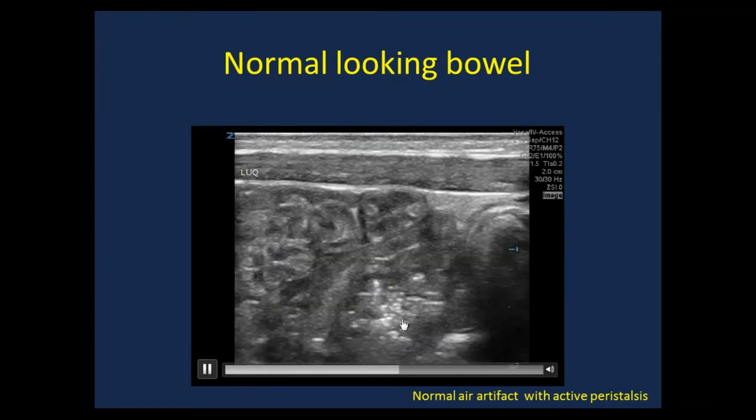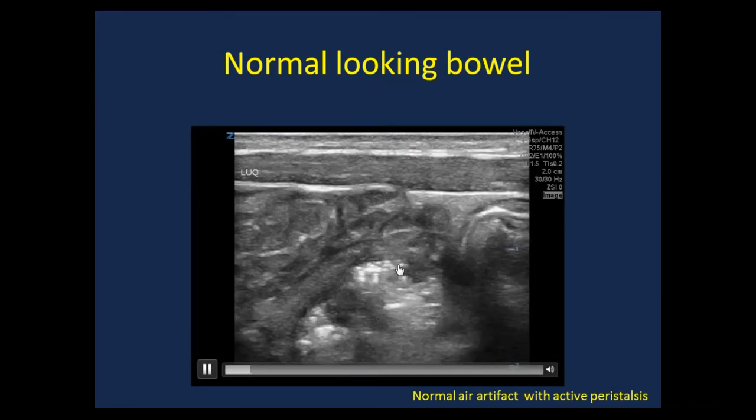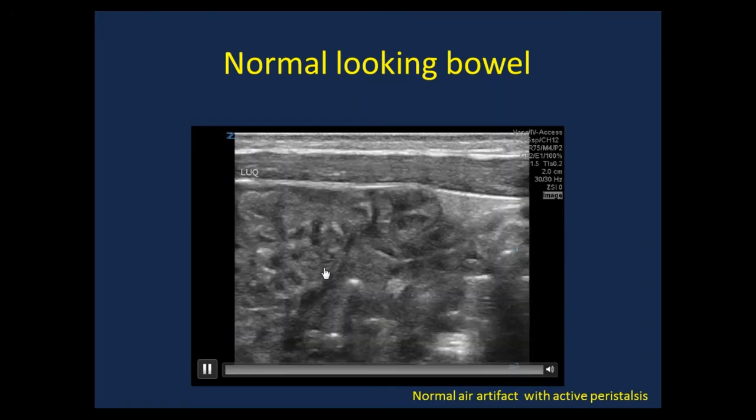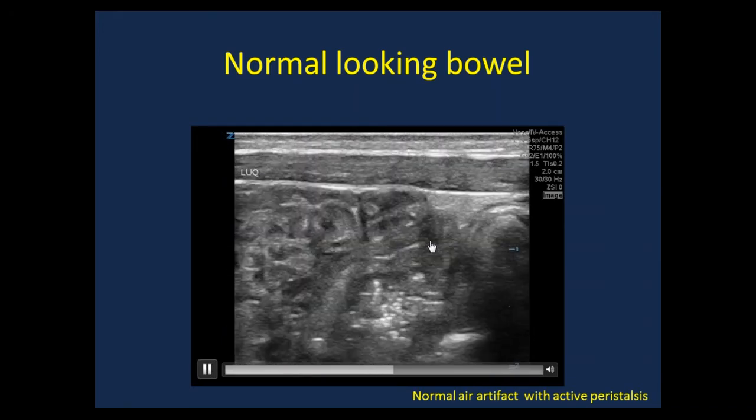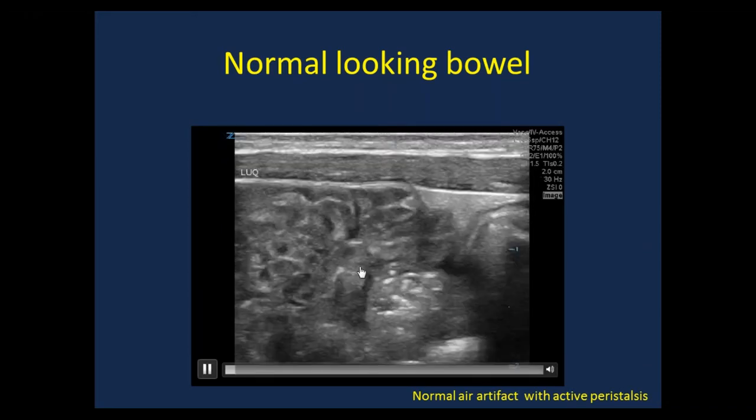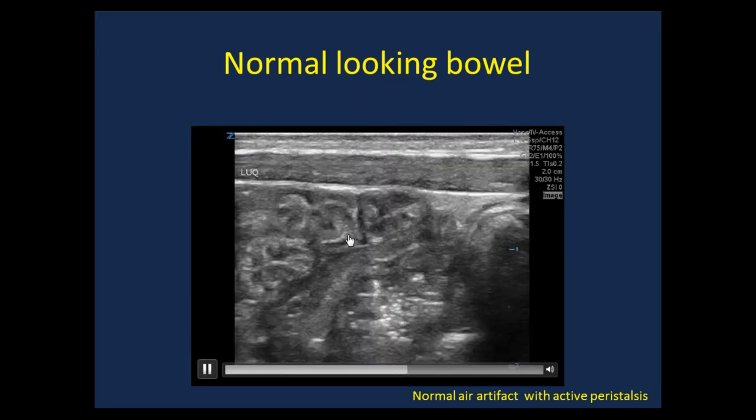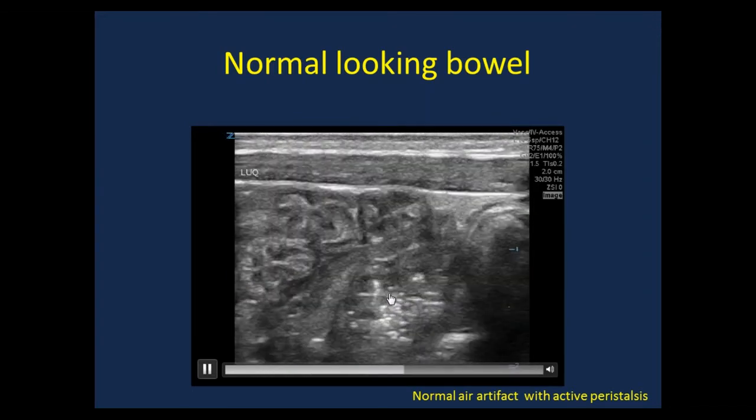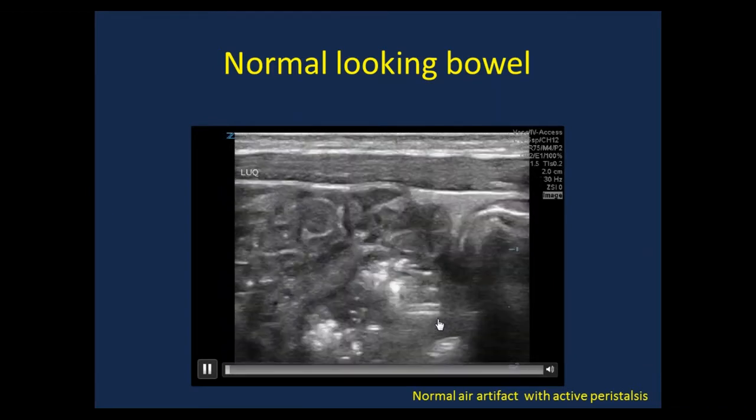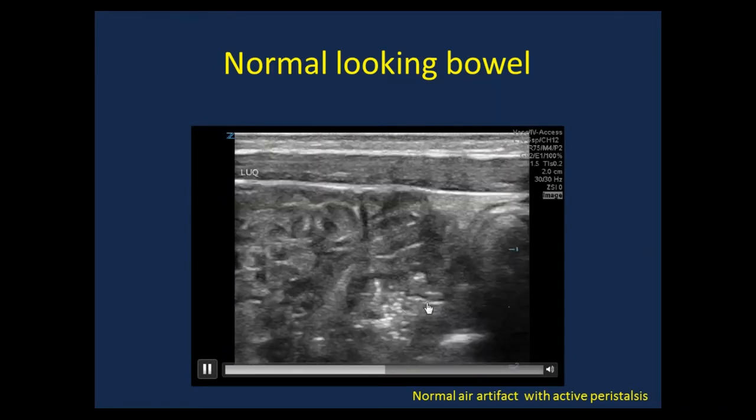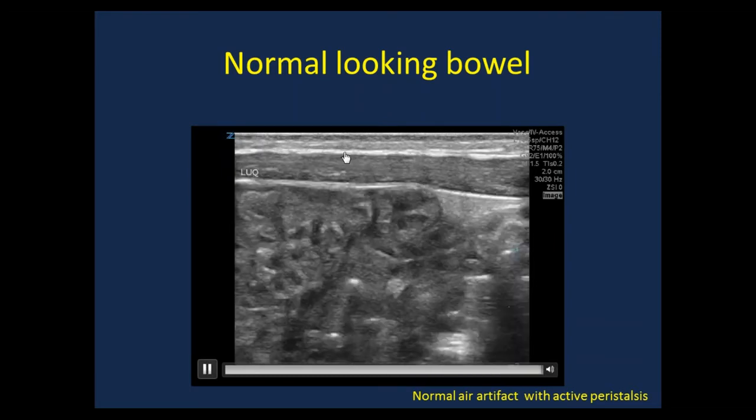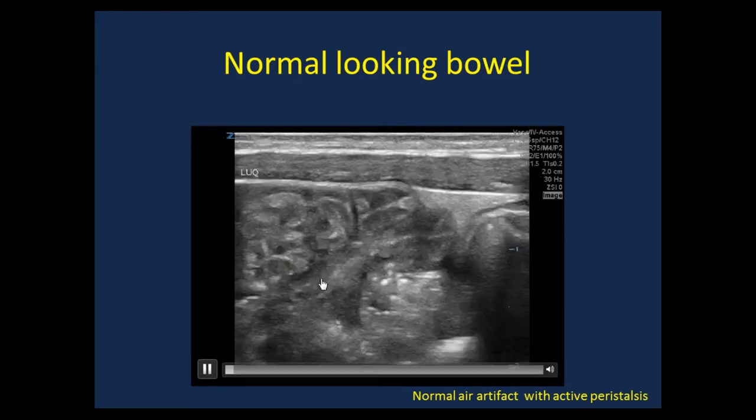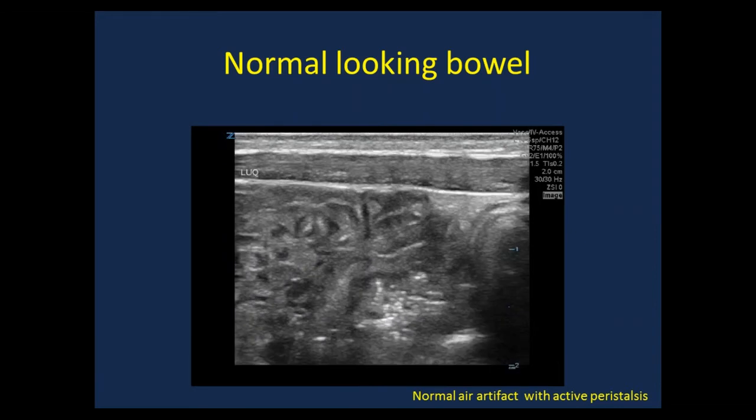This is a video clip of the normal looking small bowel. So the normal small bowel is hypoechoic with peristalsis, and it can be seen as crowded loops of intestine, and even if there are artifacts of air, these artifacts can be seen moving in the clip with active peristalsis. So that's the abdominal wall, and there are the loops of the small intestine, and we can see the active peristalsis in this video clip.